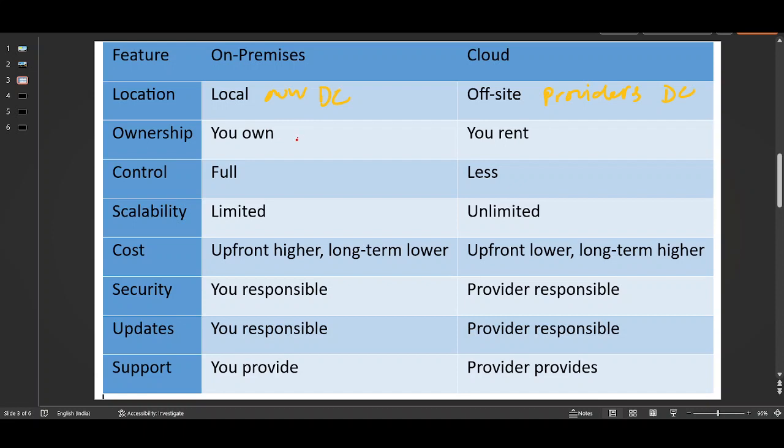That means you take responsibility, but you can take rent because it depends on your third party. And you have full control, but in cloud you have less control on it because you purchased. So you take no stress, you feel free because you pay and use. This is limited because it is costly, so you cannot purchase more things, but cloud is unlimited. It is provided by many big providers.